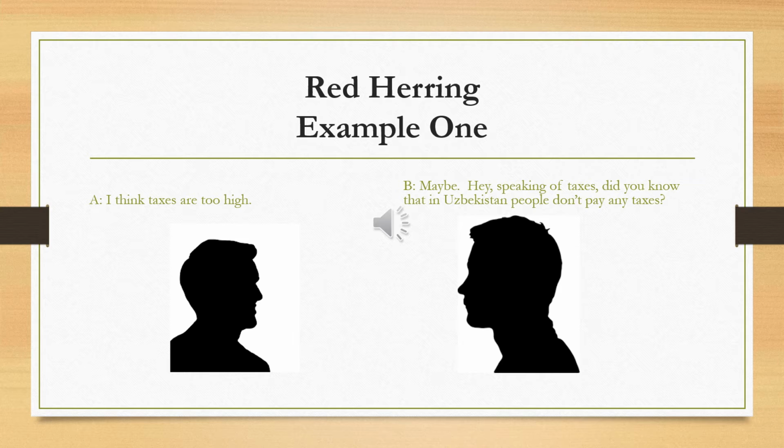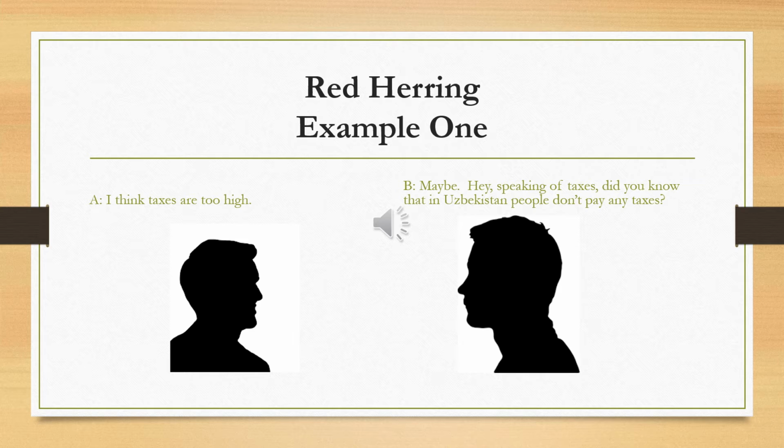The key idea in red herring is slightly different. Here we don't have a distortion of the original position, but rather a distraction onto a new and different topic. So it's like a hunting dog following a trail can get distracted by a new scent, in this case the scent of red herring fish being dragged across the trail, and then they go off on a completely different tangent. So let's take a look at the example here below.